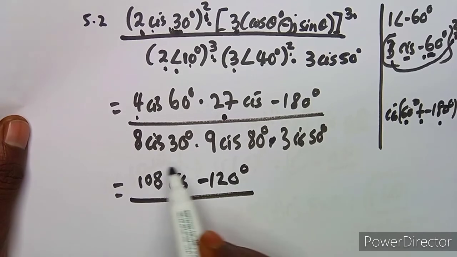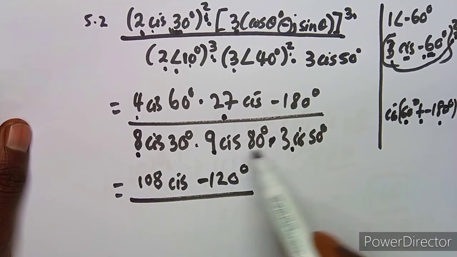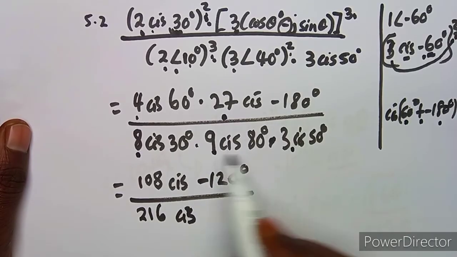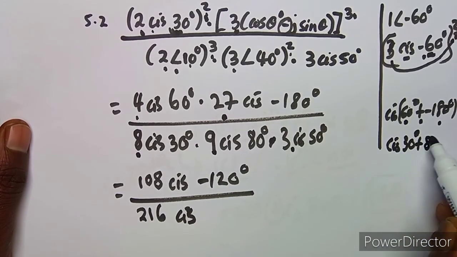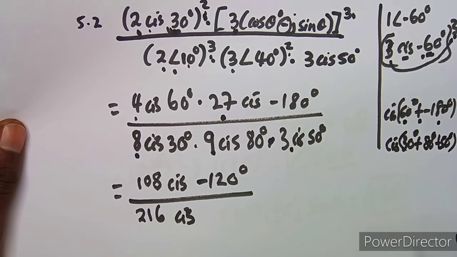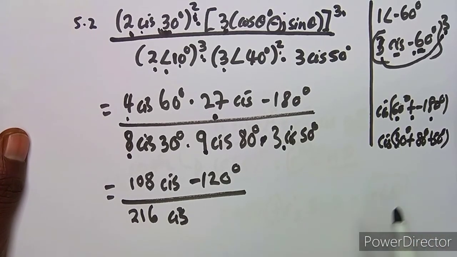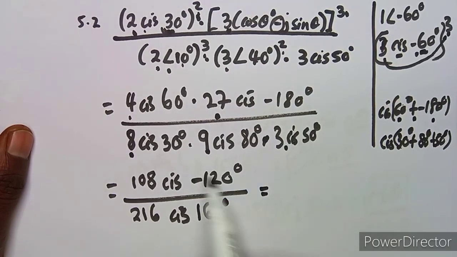You do the same here. These numbers multiply: 8 times 9 times 3, which is 216. So it's going to be 216 cis. You do the same, we add the angles, so it's going to be 30 degrees plus 80 degrees plus 50 degrees. You add all these angles together, which is going to give us 160 degrees.